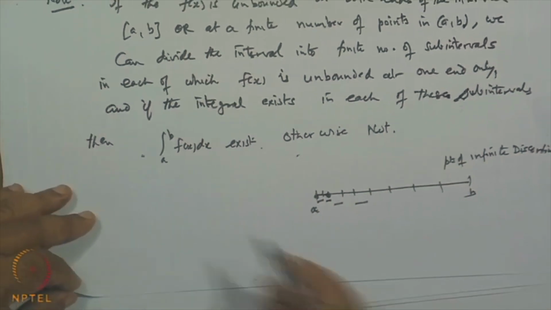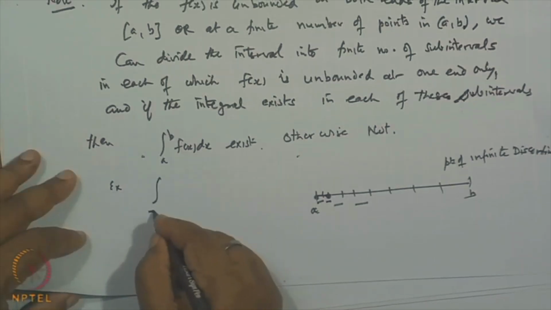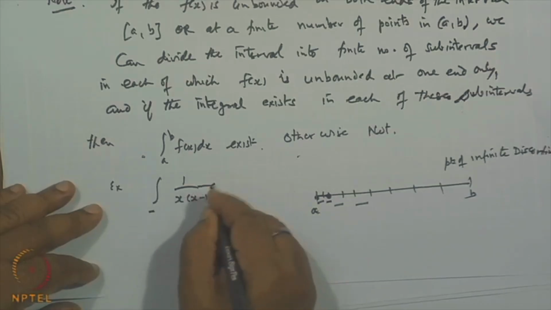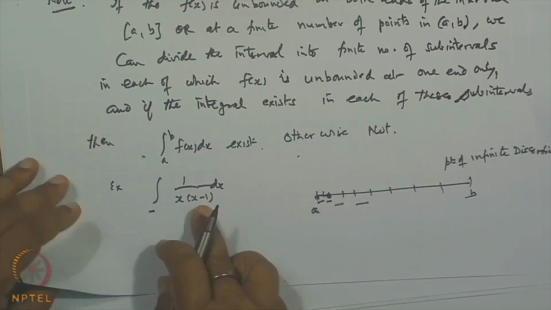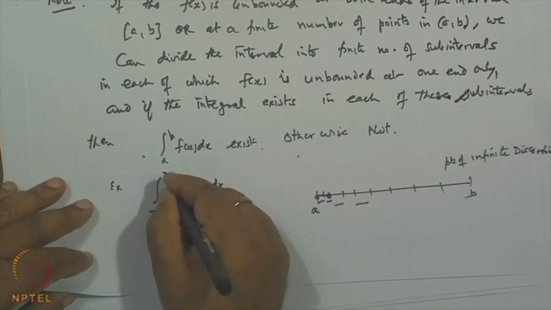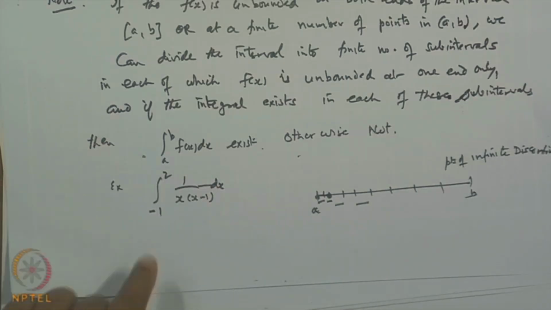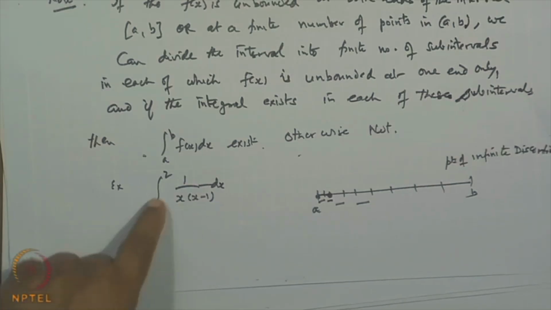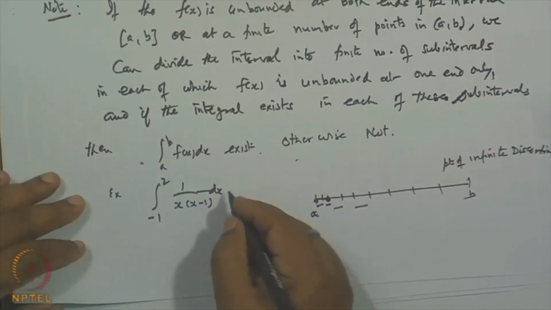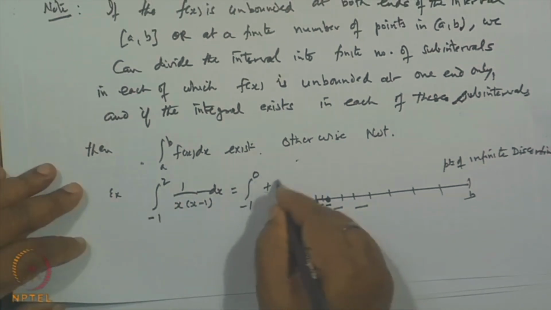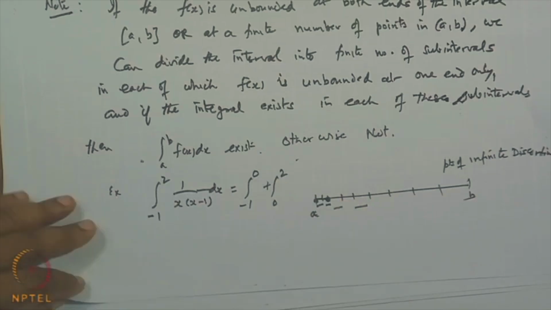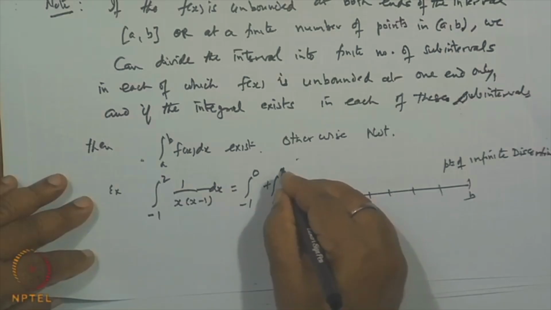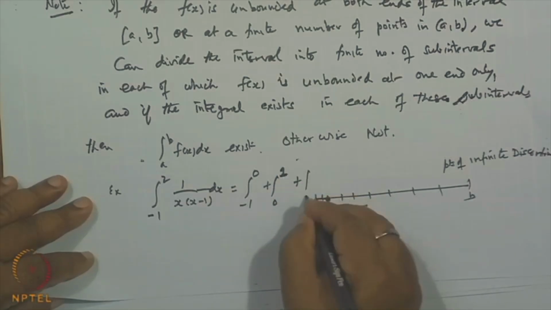Okay. For example, suppose I take the integral of 1 over x into x minus 1 dx. Suppose I take this integral. So, 0 and 1 are the 2 points. Okay. So, I am taking the limits from minus 1 to 2. So, obviously at the point 0 the function is not defined, it goes to infinity, and at x equal to 1 also the function is not defined. So, what we will do is break it up into minus 1 to 0 plus 0 to 2. Okay. In 0 to 2 the point 1 is there, so we can split it at 1, into 0 to 1 and then 1 to 2.